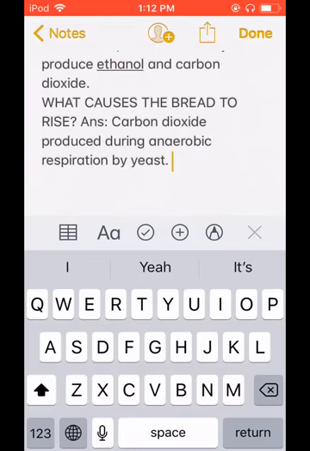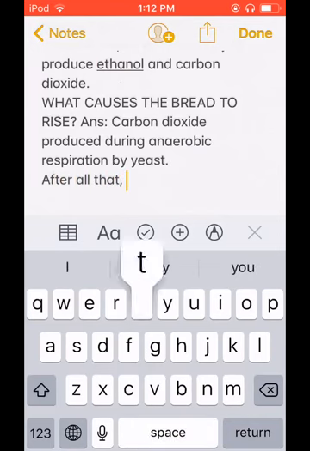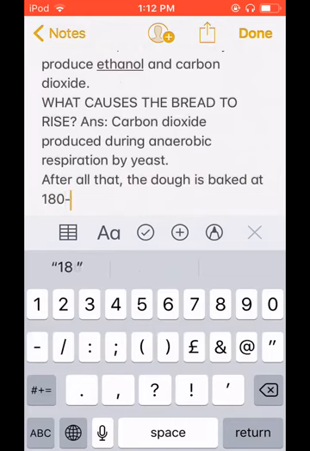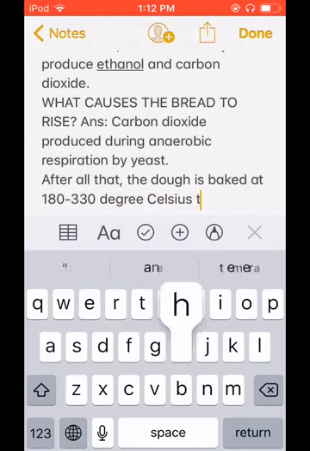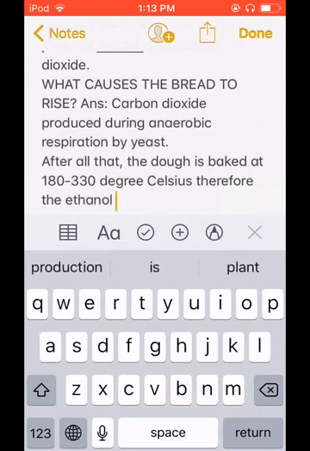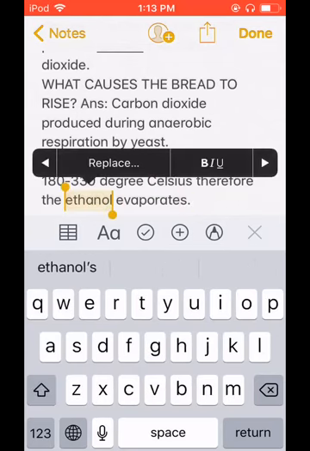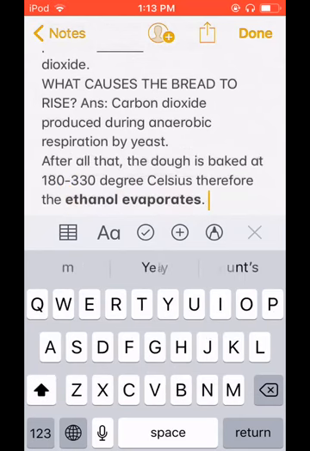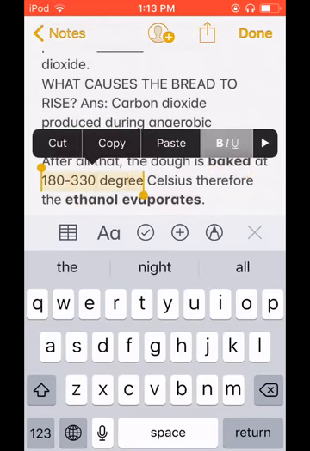So the answer to that is, after all that, the dough is baked at 180 to 330 degrees Celsius. Therefore, the ethanol evaporates. So it's pretty simple. It's not too hard to remember.